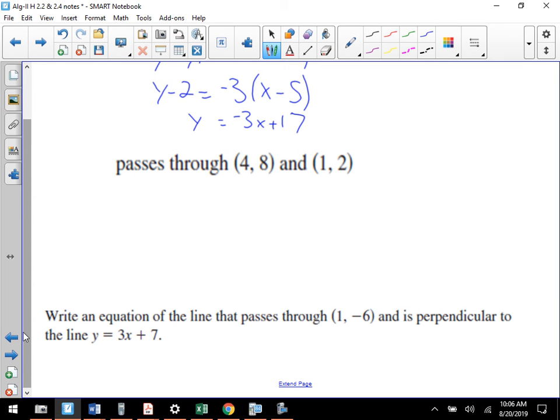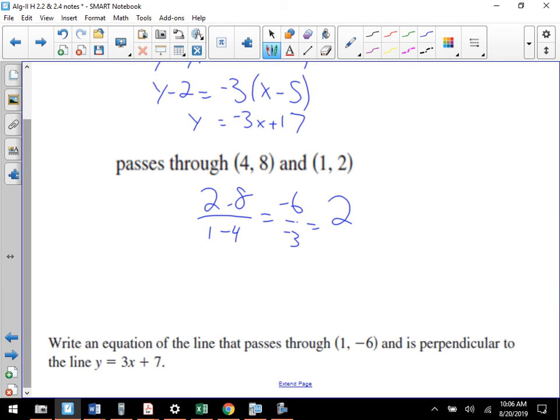So if you didn't think of it that way, 2 minus 8 over 1 minus 4. Yes, slope of 2. Okay. Now you've got 2 ordered pairs to choose from to drop back into point-slope form. Does it matter which of the 2 you use? No, you should get it right no matter what.